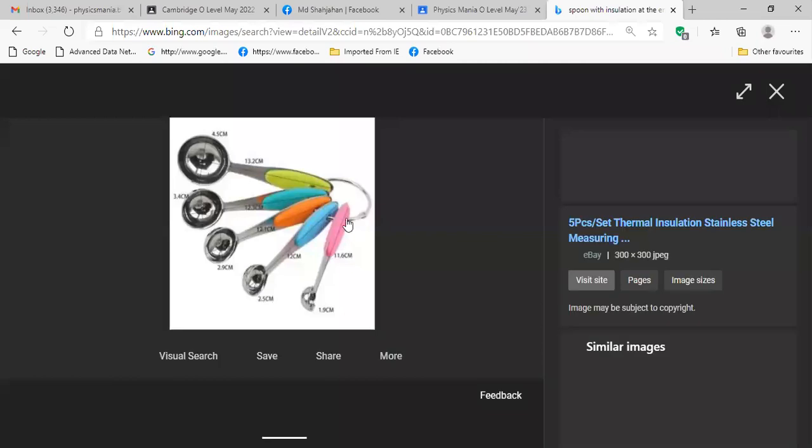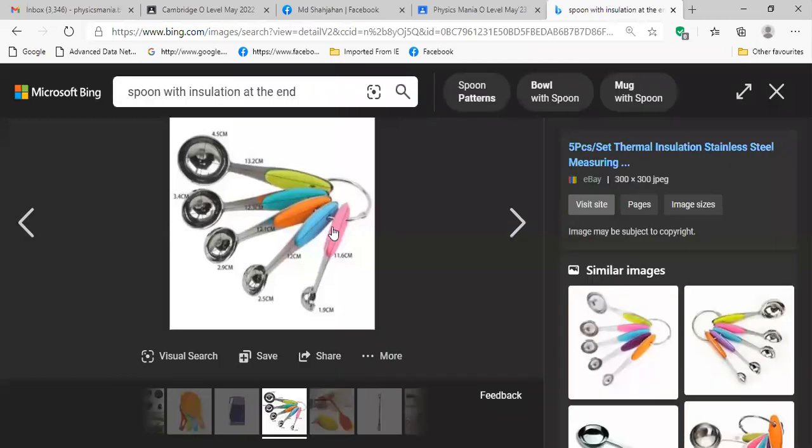Okay, this one you see, at the end it has plastic insulation, right? So if you hold it, then you will not feel that much heat, right? Not like the one without the covering of plastic. This plastic covering is called an insulator. And here, the metal one is a good conductor of heat.